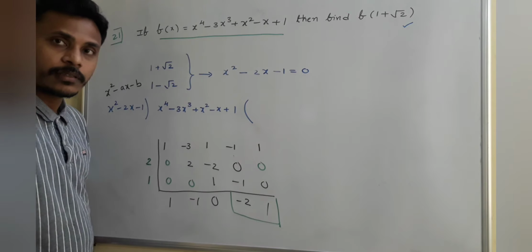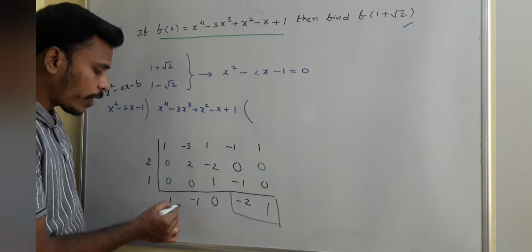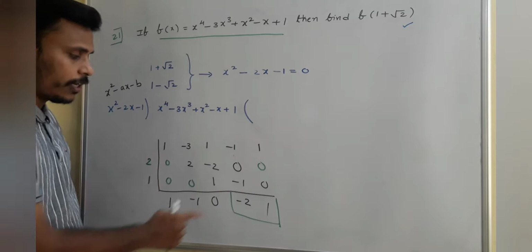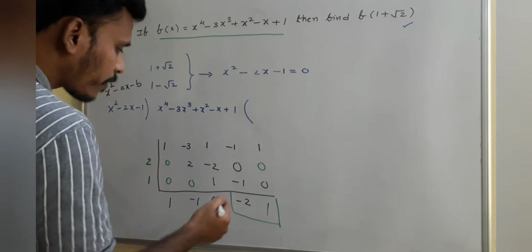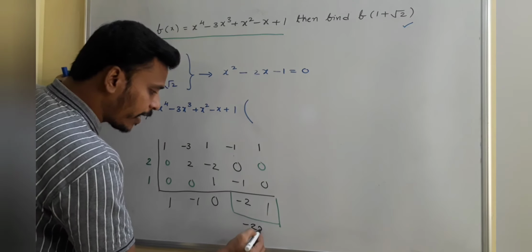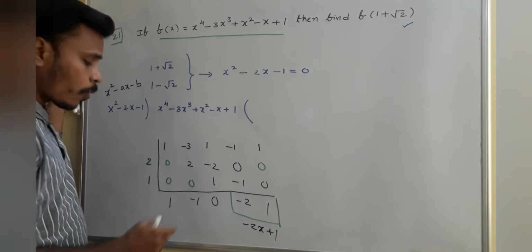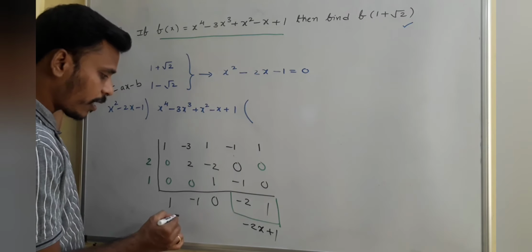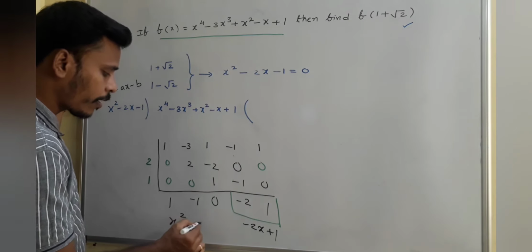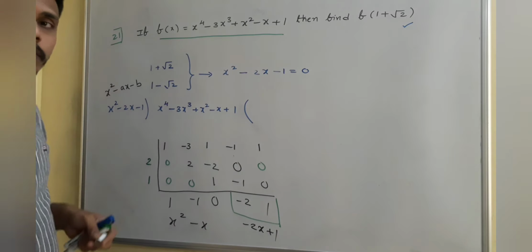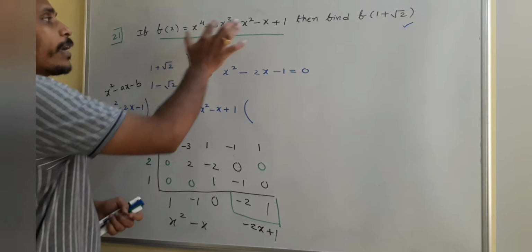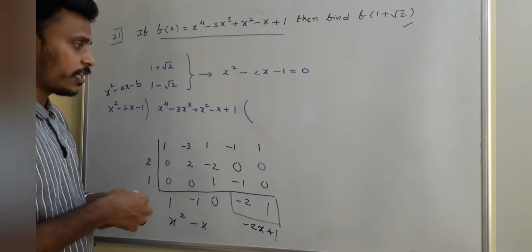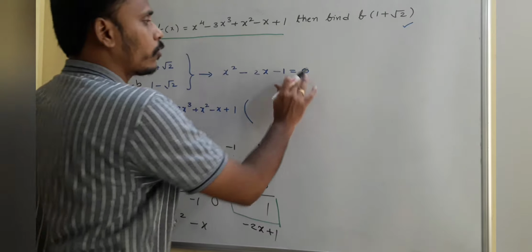What is it representing? This 1 and minus 1 are a part of the quotient, and that minus 2, 1 is a part of the remainder. So in this division, the remainder is finally minus 2x plus 1, whereas the quotient is x square minus x plus 0. So finally, we have a chance to express the given polynomial by synthetic division. Okay, you just have a look.